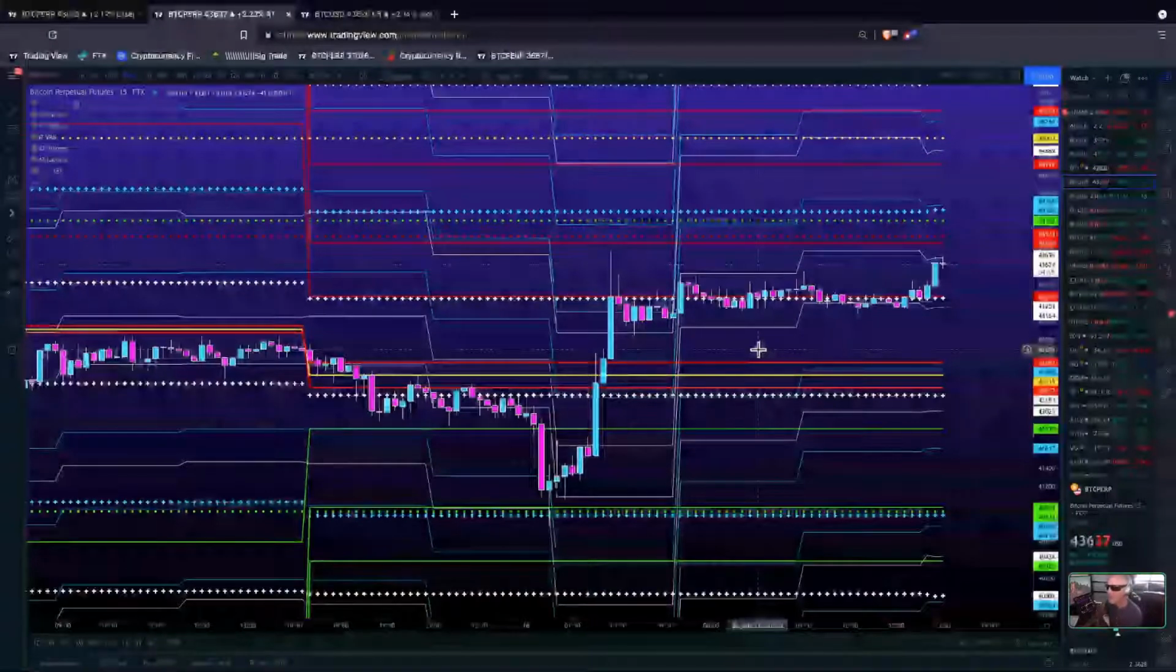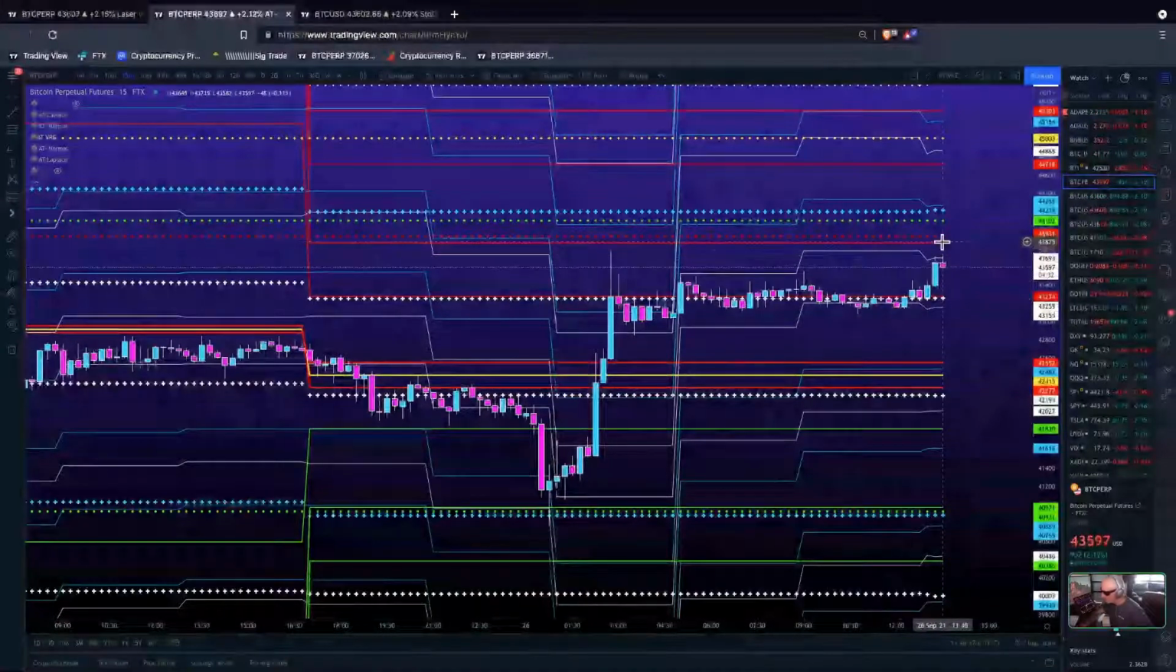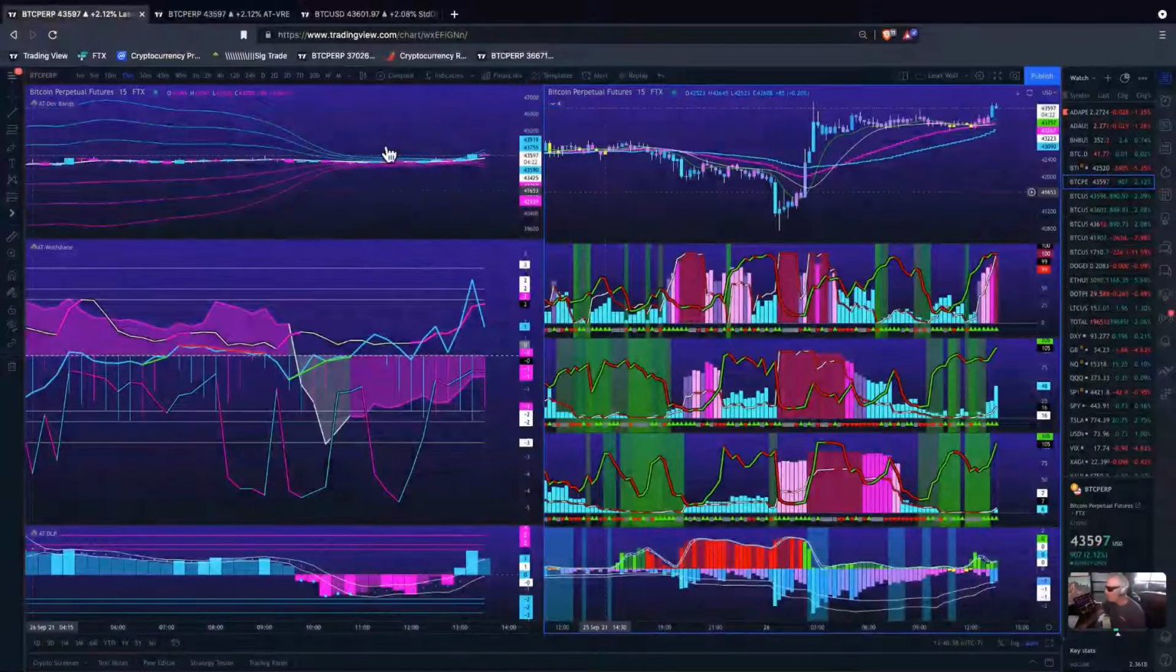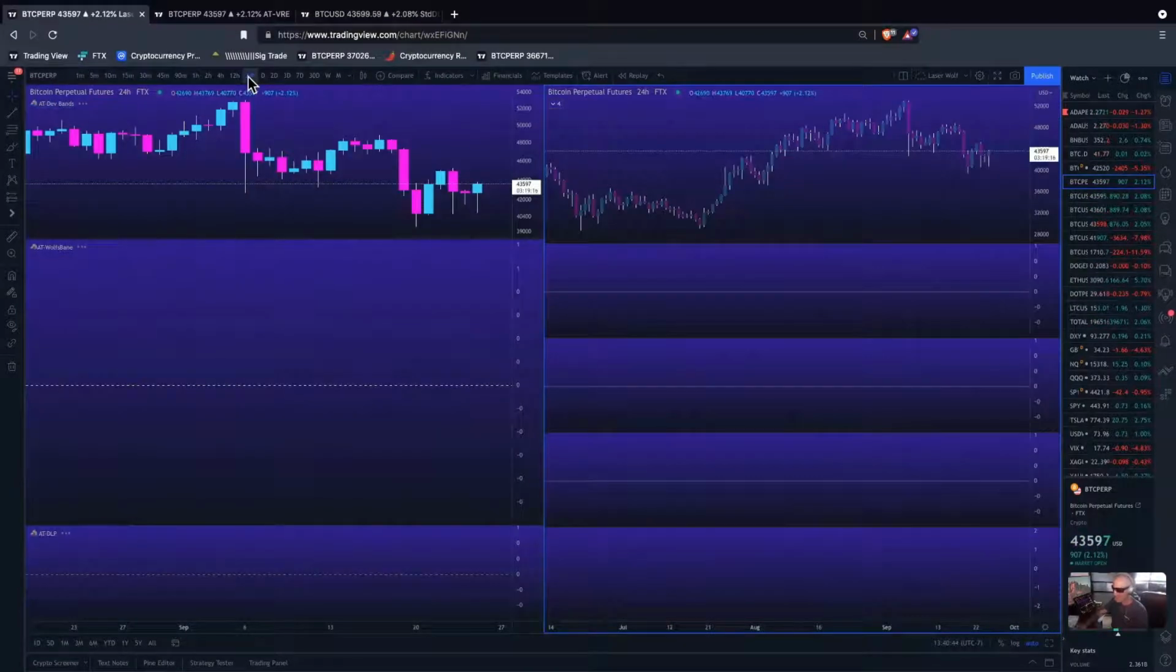This is a 15-minute candle. Candle closes. It might. That's what's great about trading. You never know what's going to happen. Let's go back over here real quick. And now let's go to a higher time frame. Let's see how this daily is setting up.